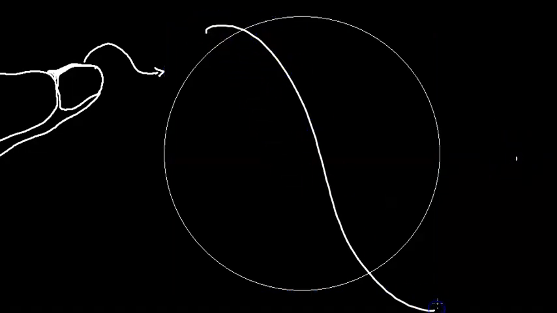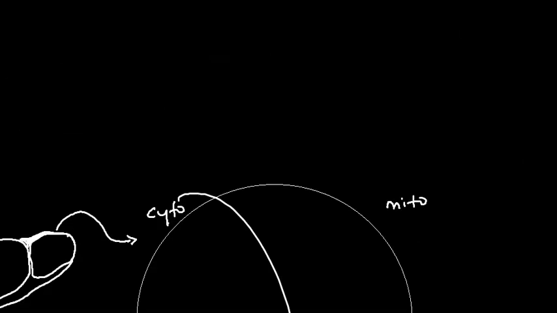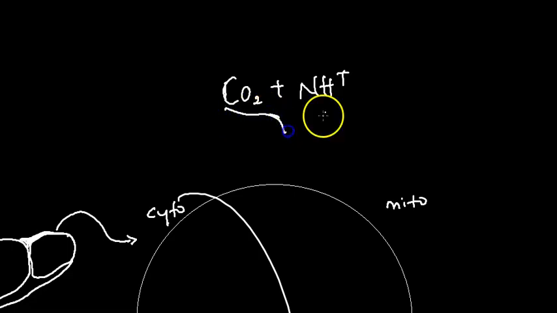Let's say here we have our mitochondria, and here we have our cytoplasm. Let's begin with the first step which occurs in the mitochondria. Notice that what really happens here is that ammonium ion combines with CO2 to form this guy here called carbamoyl phosphate.